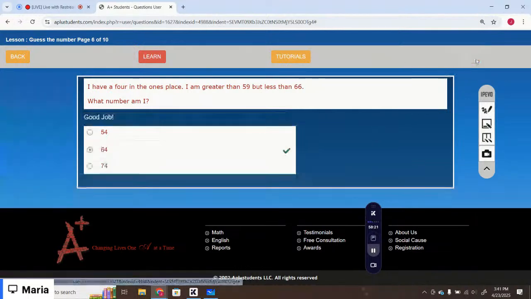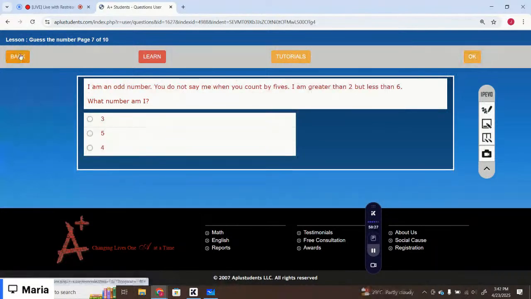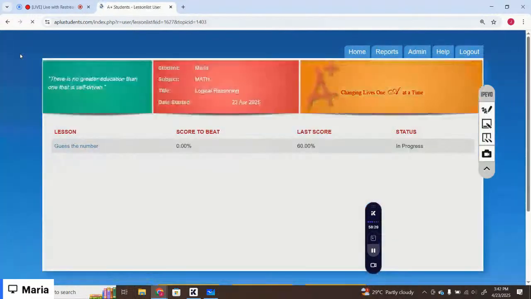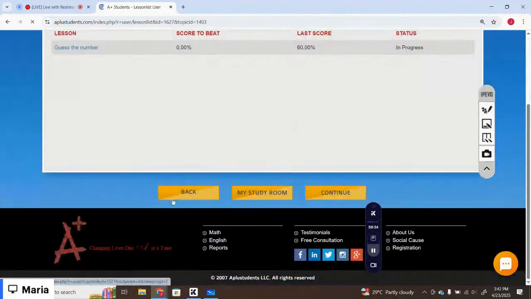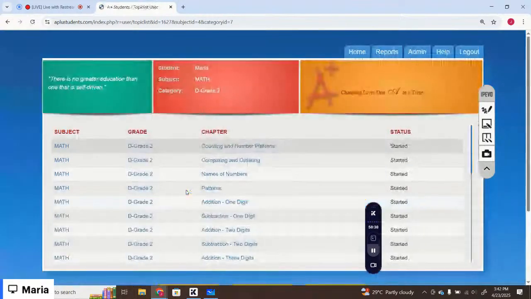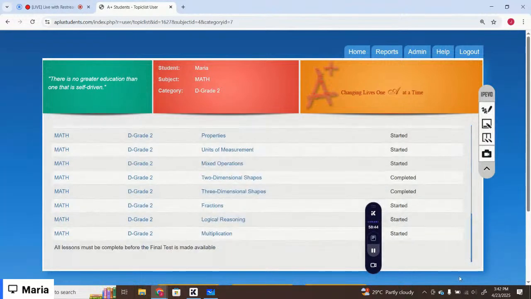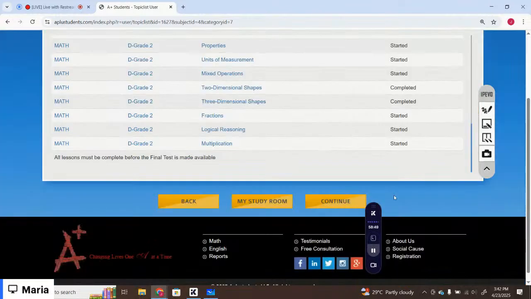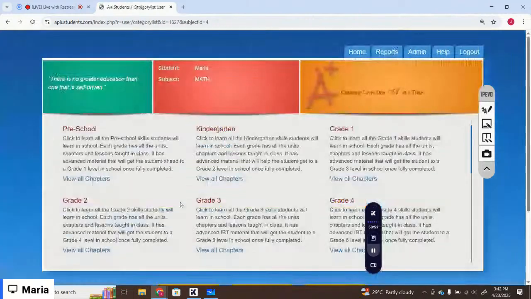Okay, you can complete the lesson by yourself today. So we have done so many chapters today. We are working on Way 2 Math. The chapters we have covered today are two-dimensional shapes, three-dimensional shapes, then fractions, and right now logical reasoning. So please make sure that before the next session you complete all the practice questions for the lessons. That is your homework until the next session.